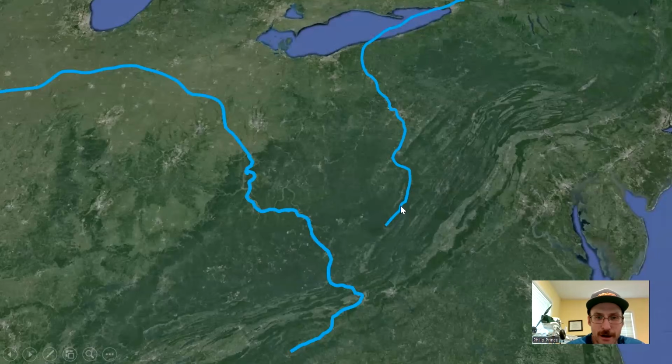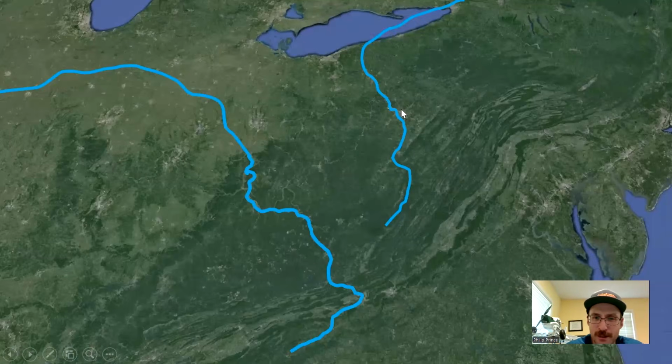Here, I've also got the modern-day Cheat River, which joins the Monongahela River. I don't want to upset any Mon River folks. I think the Cheat goes down pretty far south. It's got really high-elevation headwaters. So geologically, I don't know, I would almost see that as the ultimate headwater here.